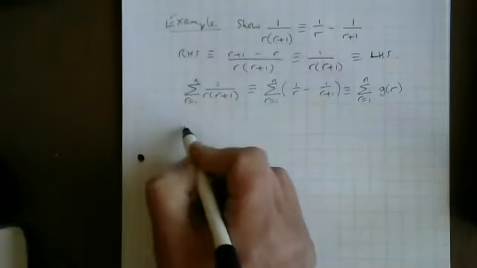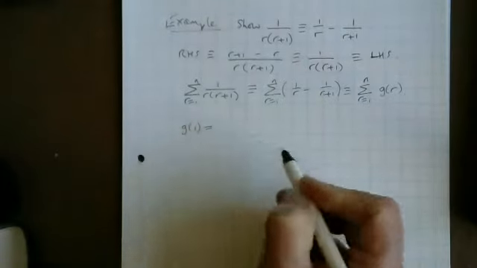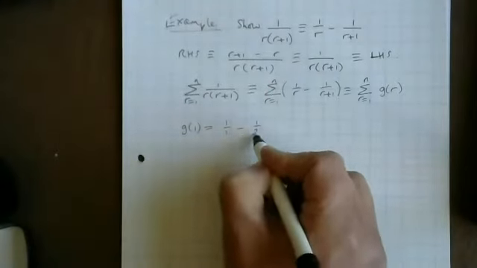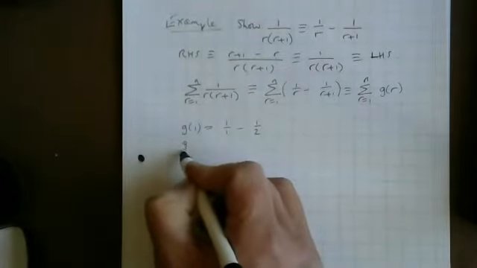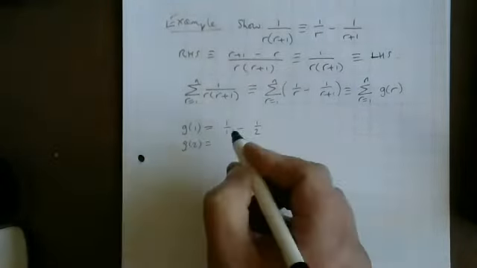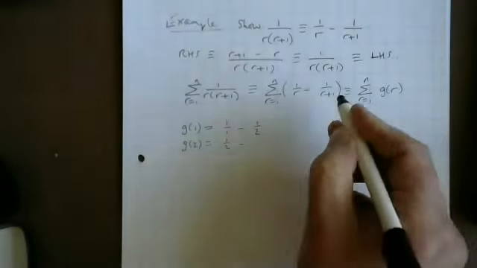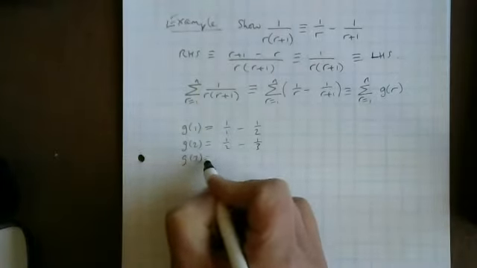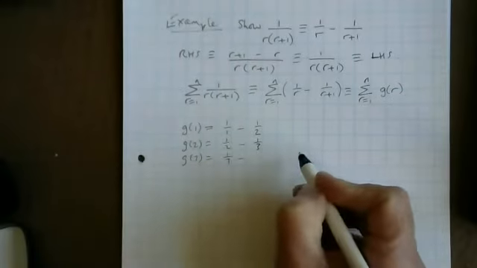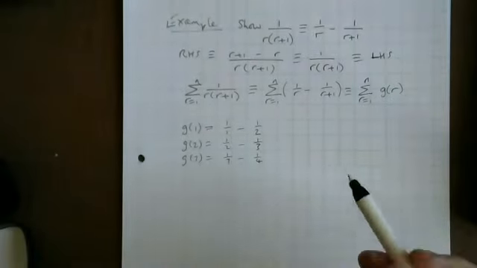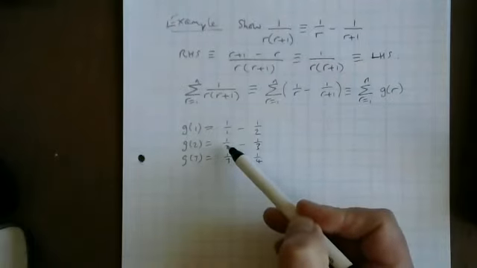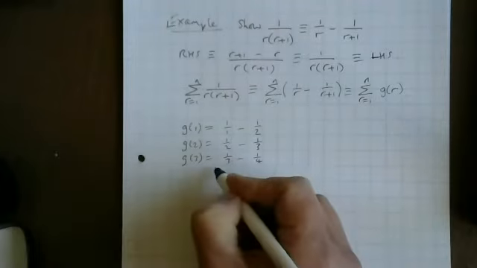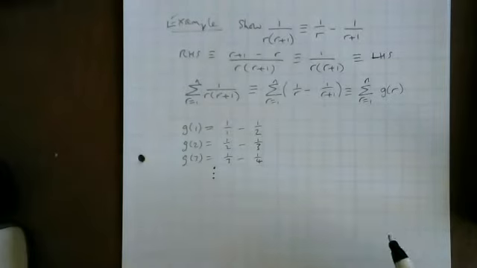Now term by term, g of 1 is 1 over 1 minus 1 over 2. G of 2 is 1 over 2 minus 1 over 3. G of 3 is 1 over 3 minus 1 over 4. And we can see already the pattern. This one and this one cancel each other out. This one and this one cancel each other out. And it continues down through the sequence. So we'll put an ellipsis here to indicate we carry on.